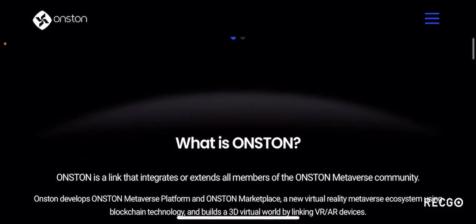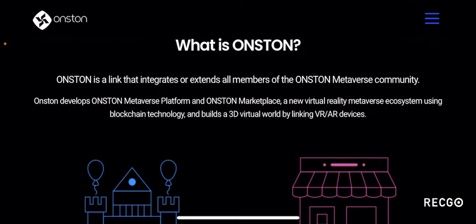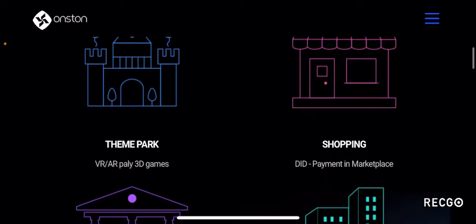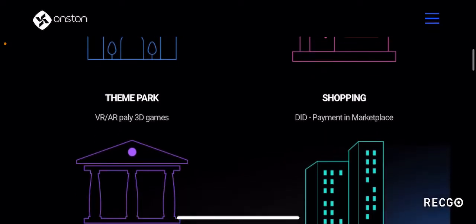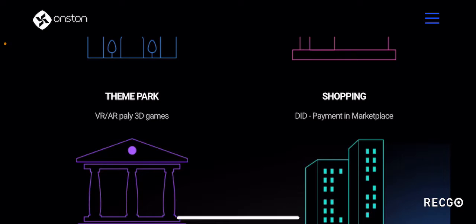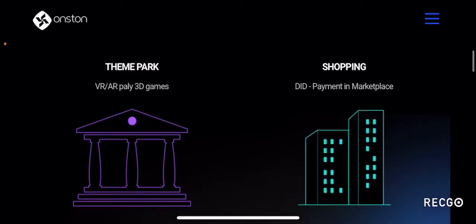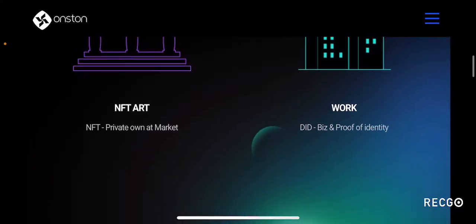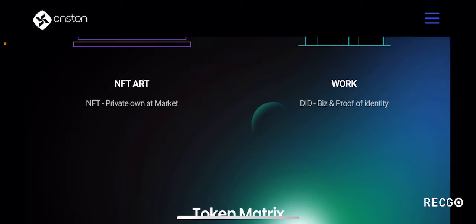Now if you scroll further below, here they're talking about what is Onston, which we already covered before. So they're trying to use 3D visual world by linking VR AR devices. So you can basically create the following. You can create theme parks whereby you can have a VR or AR play 3D games, shopping malls, or DID payment in metaverse marketplace, as well as NFT artwork. So this can be done by creating a private owned NFT project in the market, as well as work. You can actually do work in the metaverse itself, biz and proof of identity. So these are all some of the functionalities that will be enabled by Onston, right?